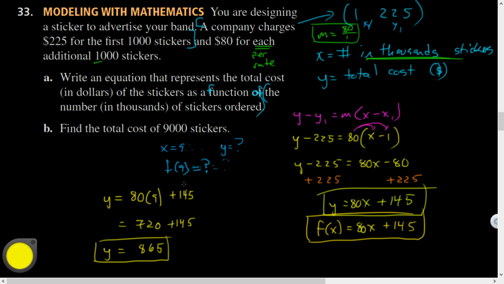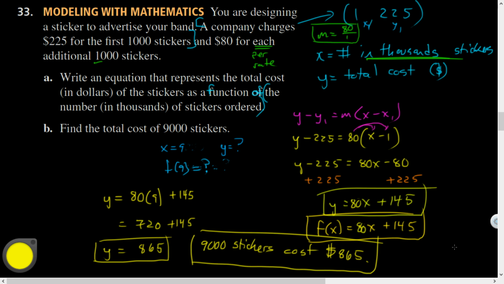So what does that mean? That 9,000 stickers cost $865. Right? So I can then use my model to predict previously unknown information. Right? That's the value of mathematical modeling.